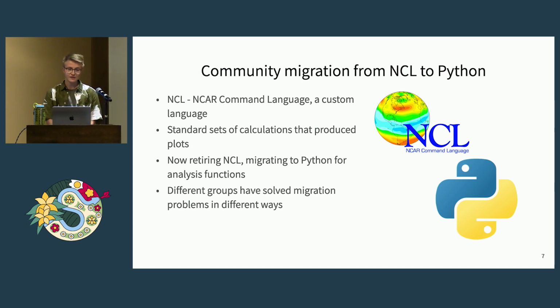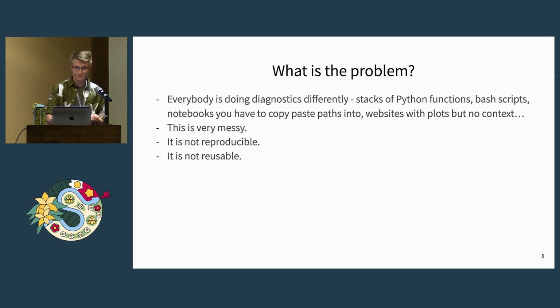For some background on how these have been run in the past, the NCAR community has been migrating from a different language, NCL, which stands for the NCAR Command Language, to Python in the recent past. So NCL is now being retired, and we're migrating to Python for these analysis functions. And this means that there have been some growing pains, and different groups have solved the problem of migration to Python in different ways. So what comes of this?